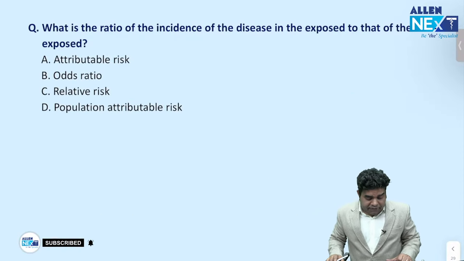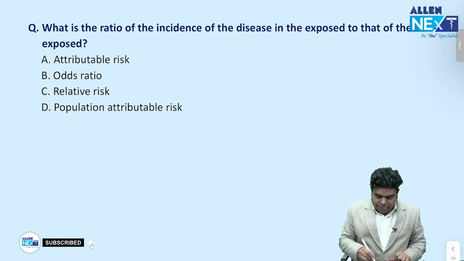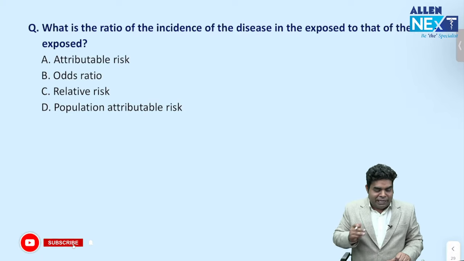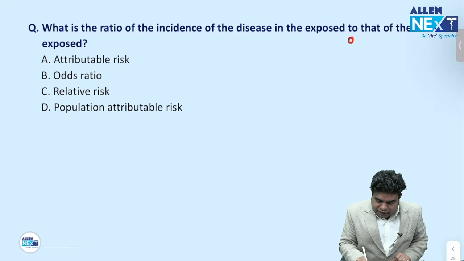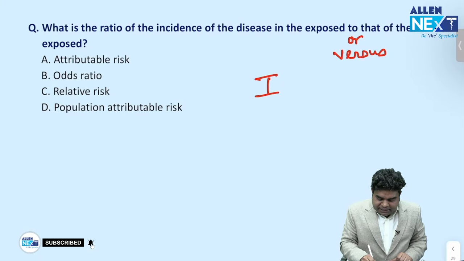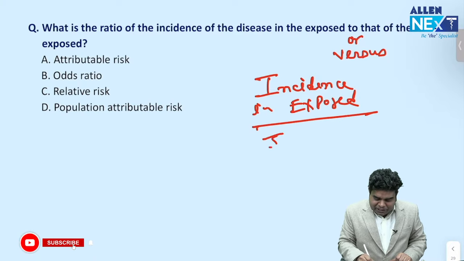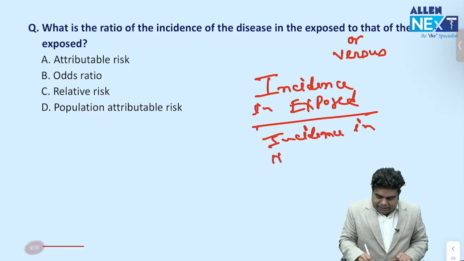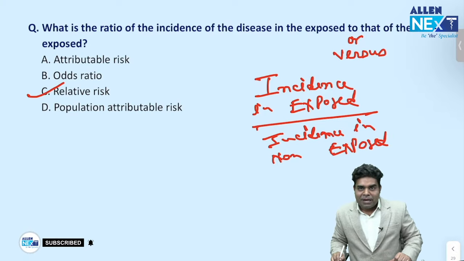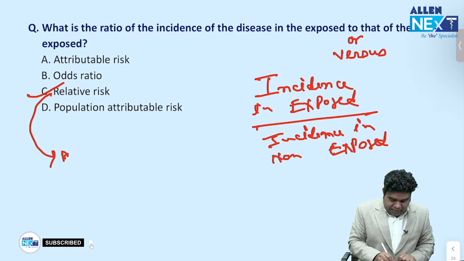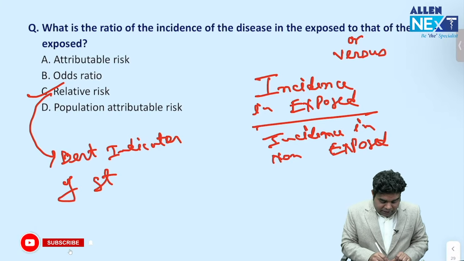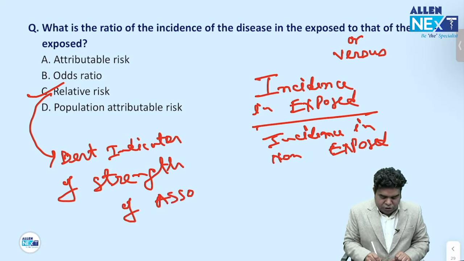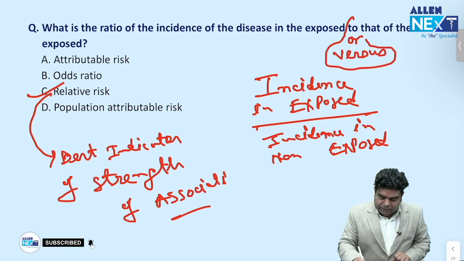Now, what is the ratio of the incidence of the disease in the exposed to that of the non-exposed? Can you answer this question? Exposed to non-exposed. See, if I say exposed to non-exposed or exposed versus non-exposed, what I am trying to say is incidence in exposed divided by incidence in non-exposed. And this is the definition of relative risk. And do remember, relative risk is the best indicator of strength of association. If we want to know whether two things are strongly related or not, the best indicator will be relative risk, the strength of association, best told by it. Okay? Whenever they use the word 'to' or 'versus', it is relative risk.